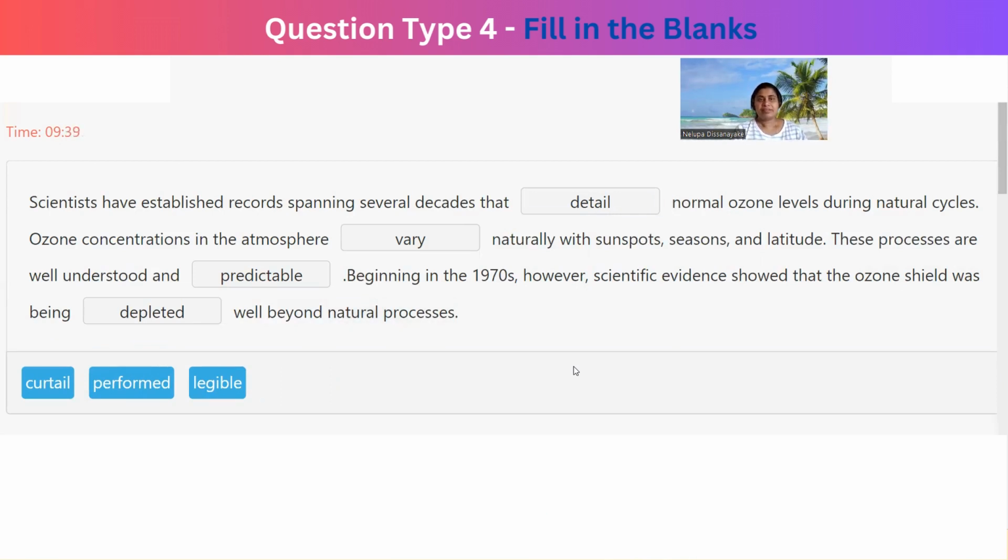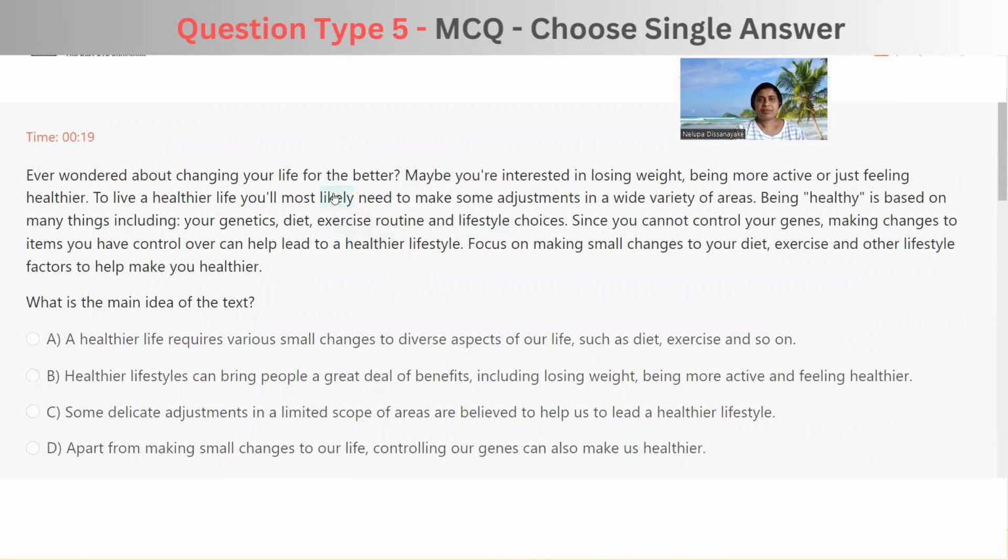Now, let's discuss the next question type. The question type I'm going to discuss now is the MCQ choosing single answer. That means you have to select only one answer. You will basically be given a passage and you have to select the suitable answer. Actually, this is the last part of the reading section.